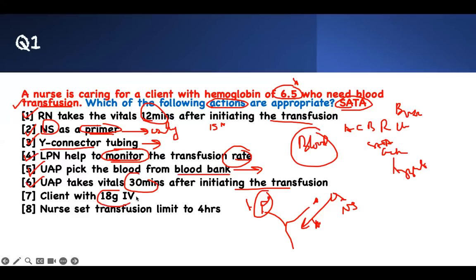Client with an 18 gauge IV, or IV needle, basically. 18 to 20 gauge is good. Next, set transfusion limit to 4 hours. Yes, you should not transfuse blood past 4 hours. So that's the limit. So all of this is appropriate.